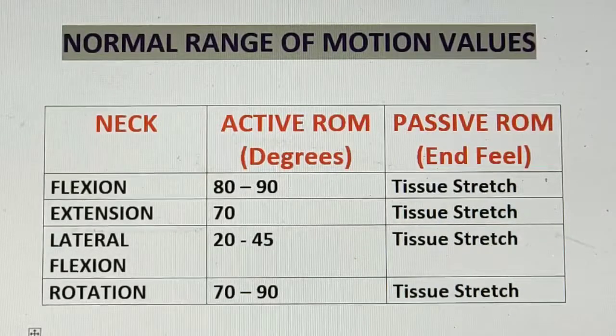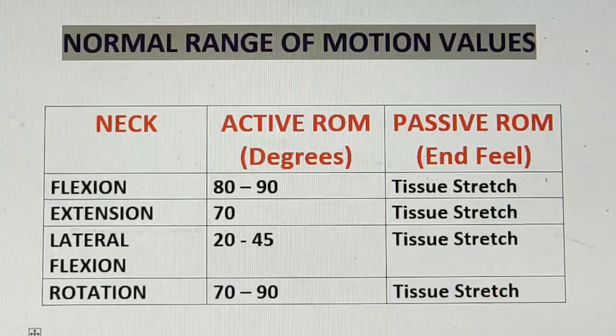For the extension, the active range of motion is 70 degrees. That's the normal range of motion value of the neck in extension. For passive range of motion, the end feel will be tissue stretch. For the lateral flexion of the neck, the active range of motion value will be from 20 degrees to 45 degrees, and the passive range of motion end feel will be tissue stretch as well.